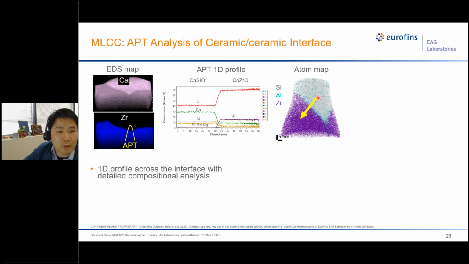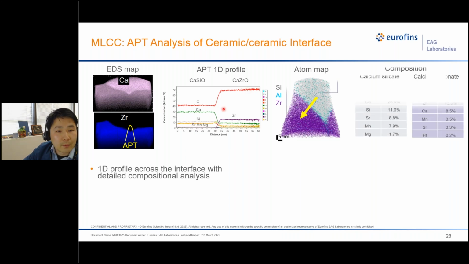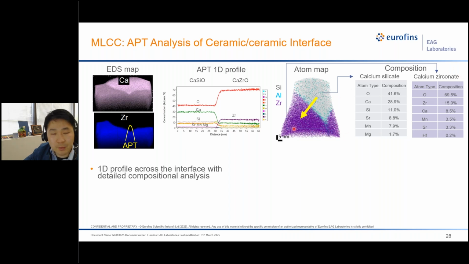So we can do a 1D concentration profile, showing the distinct oxygen concentration from the secondary phase to the primary phase. And we can also analyze the minor elements, like we see close to 80% of manganese in the secondary phase and 1.7% of magnesium in the secondary phase. So it provides very detailed composition analysis from this structure.